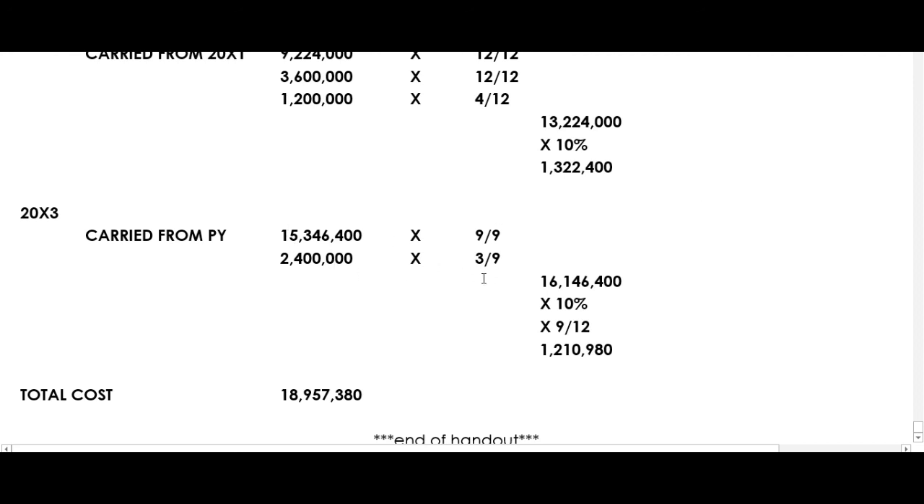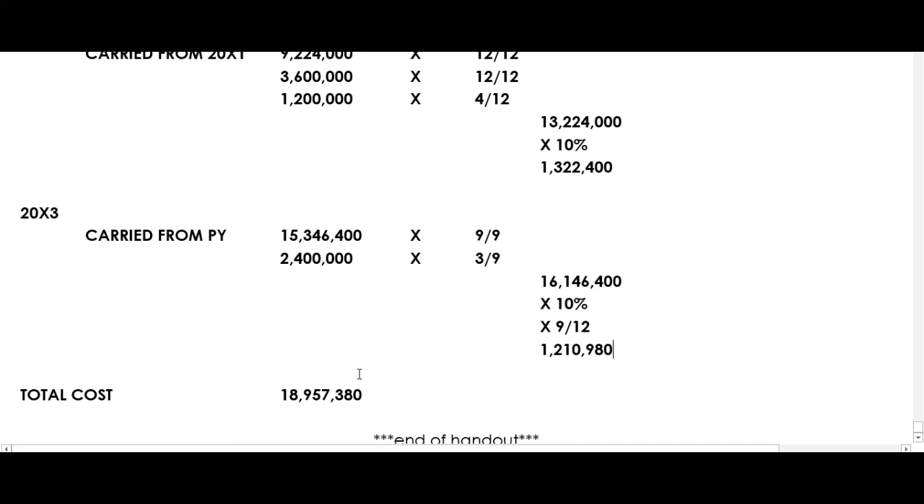So, pag tinotal mo to, ang lalabas ay ito. Yung 16,146,400 times 10% kasi yun yung capitalization rate. Pero wag mong kakalimutan, times 9/12 din lang ulit. Kasi hindi mo pwedeng i-capitalize yung buong 10% during the year. Kasi ang construction mo hanggang September lang. So 9/12 lang yun. So lalabas na capitalizable borrowing cost mo is ito. 1,210,980. Okay, so yan yung sagot natin sa third question, yung capitalizable borrowing cost for 20x3.